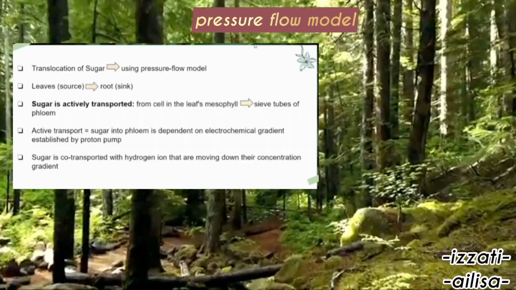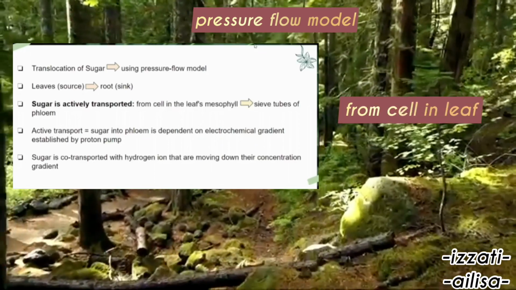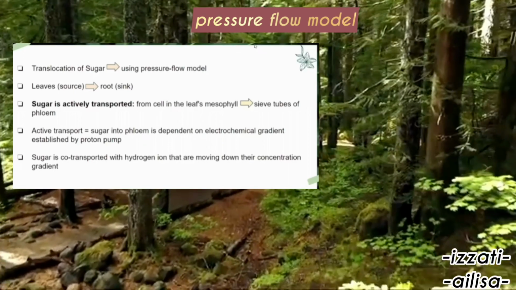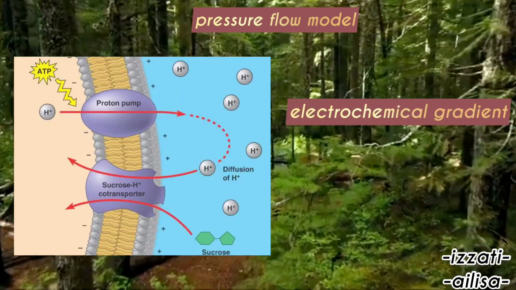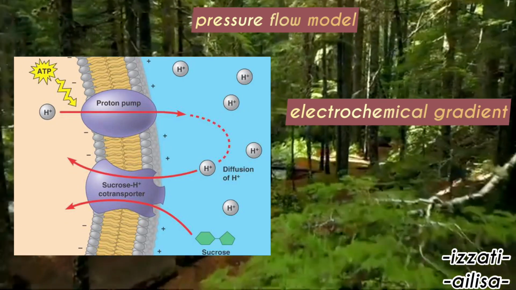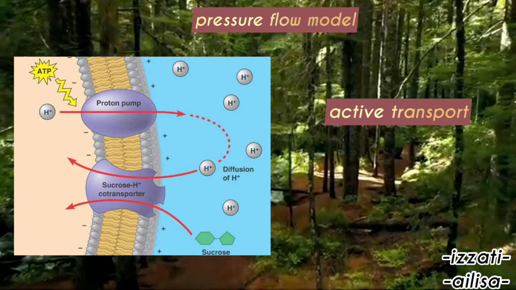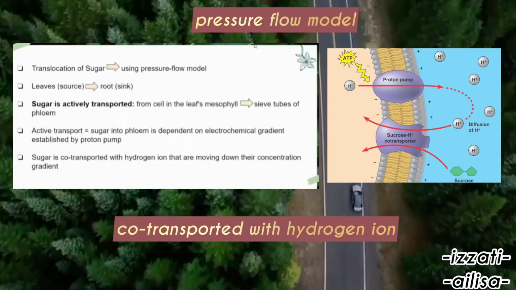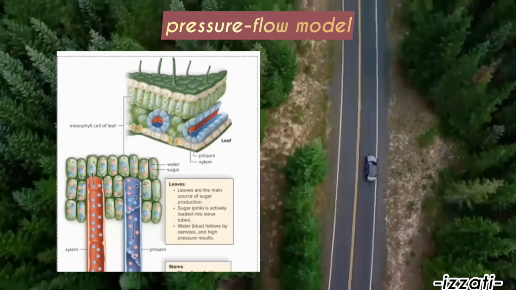In this pressure flow model, sugar is actively transported from cells in the leaf's mesophyll into the sieve tubes of the phloem. The movement of sugar into the phloem is dependent on an electrochemical gradient established by the proton pump, which is also known as active transport. Sugar is co-transported with hydrogen ions that are moving down their concentration gradient. This is the pressure flow model.